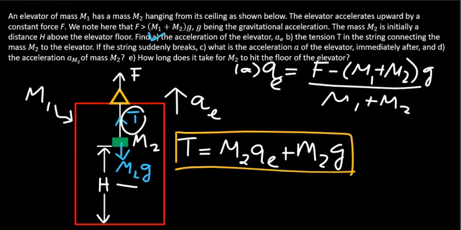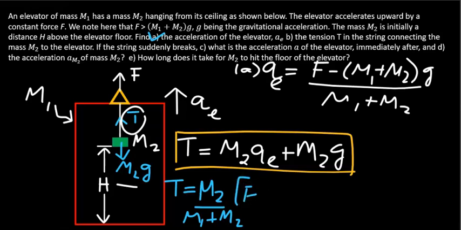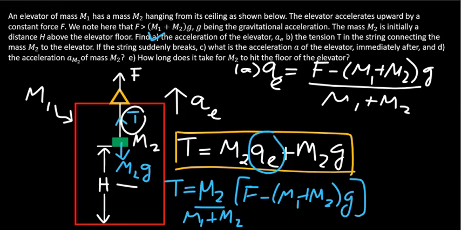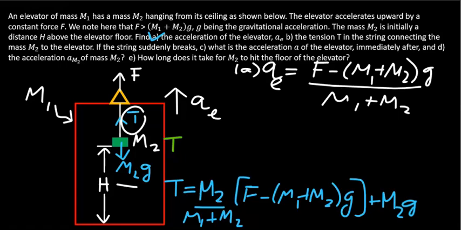So let's see what that gives you. Tension equals M2 AE. So AE is over M1 plus M2 times all the other things, F minus M1 plus M2 G. So that's this. And to that we have to add M2G. So plus M2G. Let's try to simplify this expression.